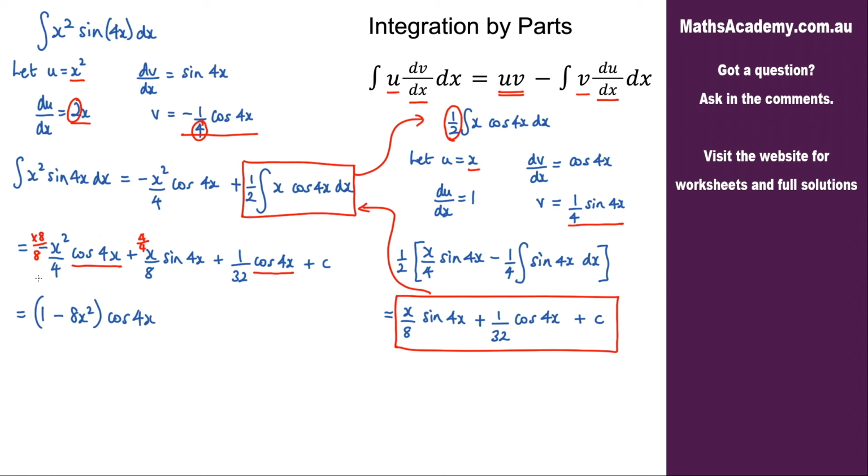So that takes care of this term and this term. Then we've got plus 4x sine of 4x. And obviously all of that is over 32. And then we just need to add on the constant of integration.